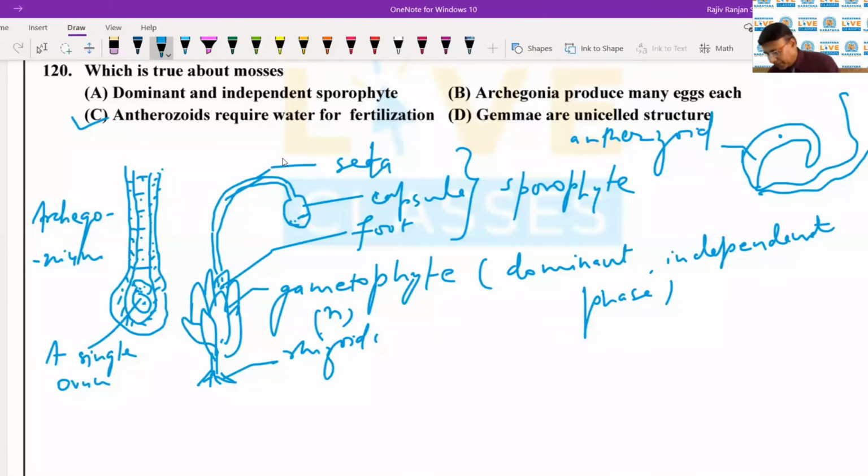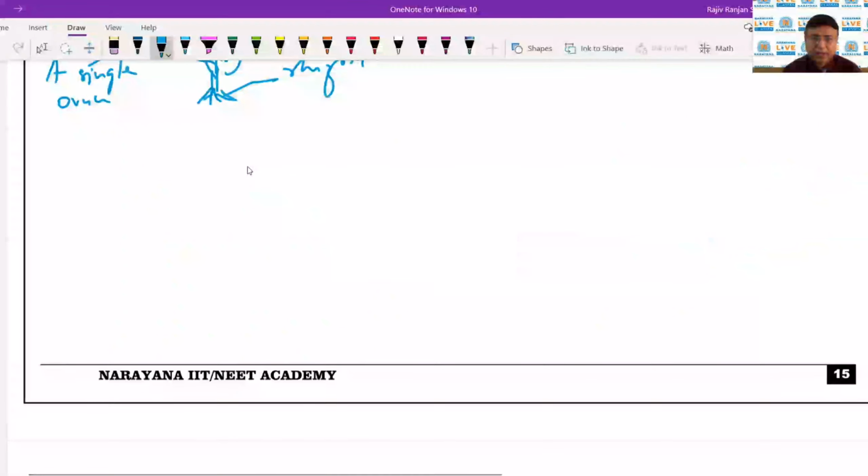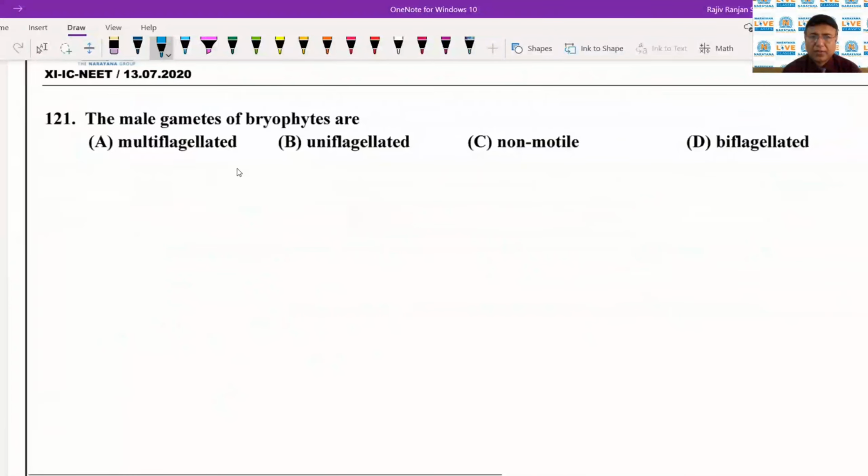Okay, so here let's now just move over to the next question. Question number 121. The male gametes of bryophytes are multiflagellated, uniflagellated, non-motile, biflagellated.